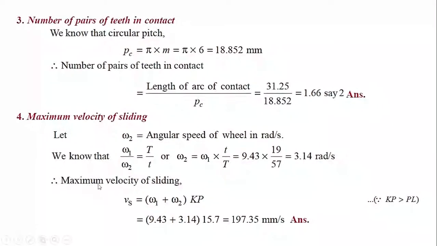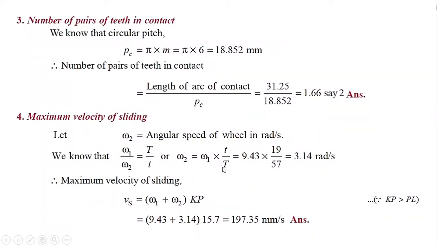Now we find the maximum velocity. Here Vs equal to (omega 1 plus omega 2) into KP. Why KP? Because KP is greater than PL. Here they are asking maximum velocity, so this greater value only we multiply here. Comparing KP and PL, whichever is the greater value, that value only we will apply here. Suppose they ask minimum velocity of sliding, then we have to apply the smaller value into this formula.